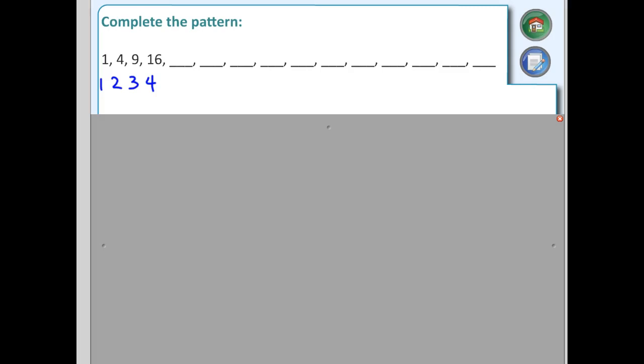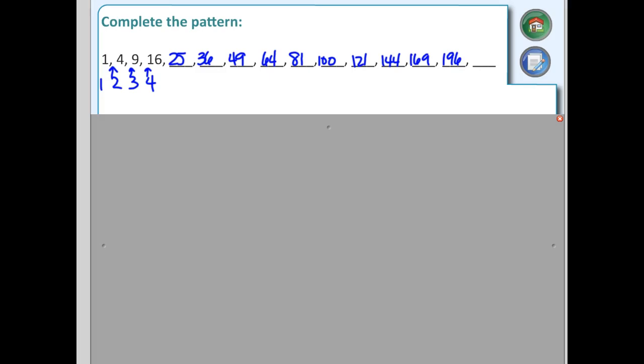Yes, good job. 2 squared is 4, 3 squared is 9, 4 squared is 16. So what's my next number going to be? Yeah, 5 squared is 25, 6 squared is 36, 7 squared is 49, 8 squared is 64, 9 squared is 81, then we've got 100, 121, 144, then 169 and 196, and then one more. Okay, so these are our perfect squares.